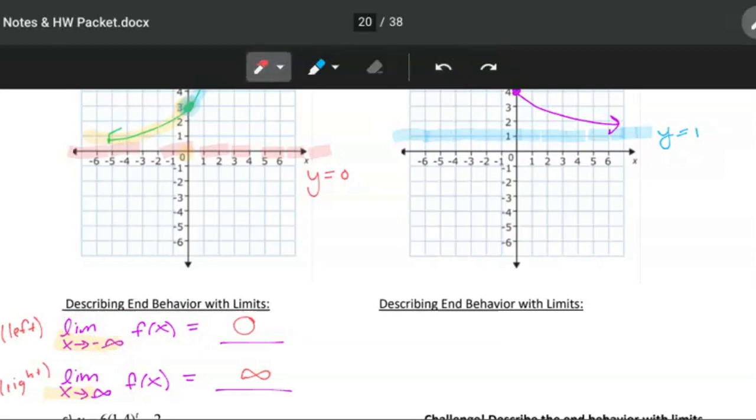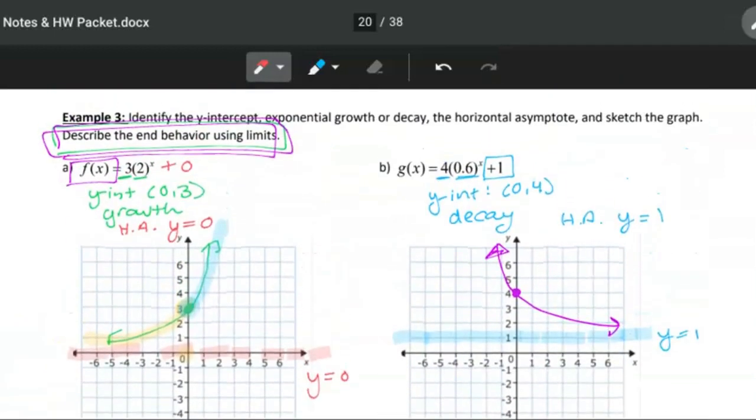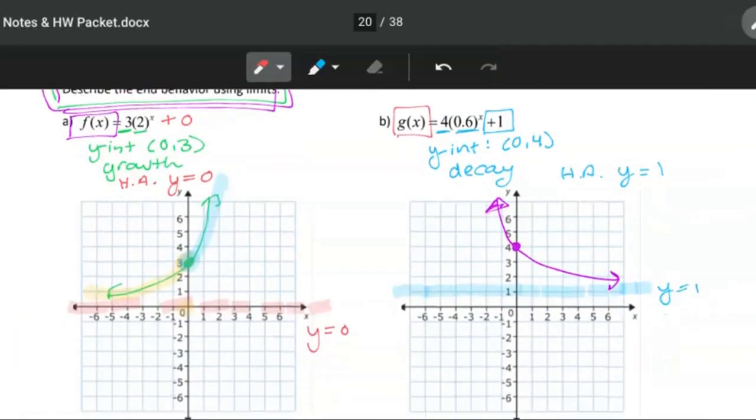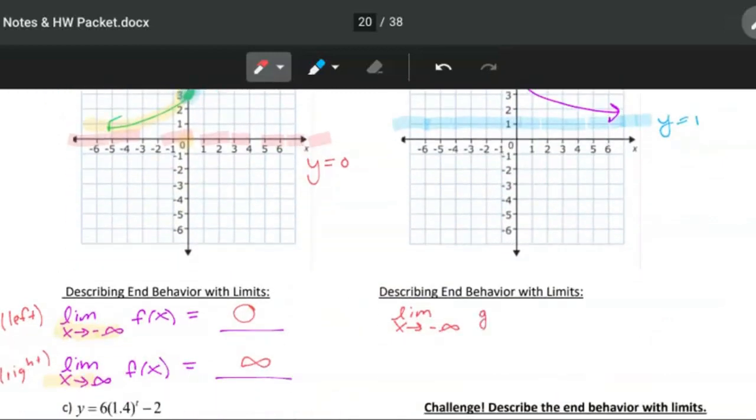All right, so for the next one, same limit notation. We're going to do the limit as x approaches negative infinity of, I think this function is called g of x, so you've got to use the right name of g of x. We've got to figure out what that equals. And then also the limit as x approaches positive infinity of g of x.